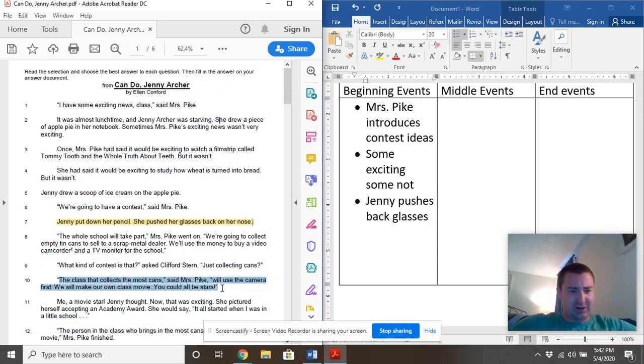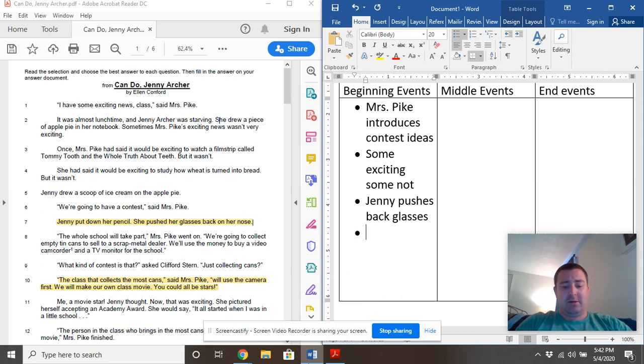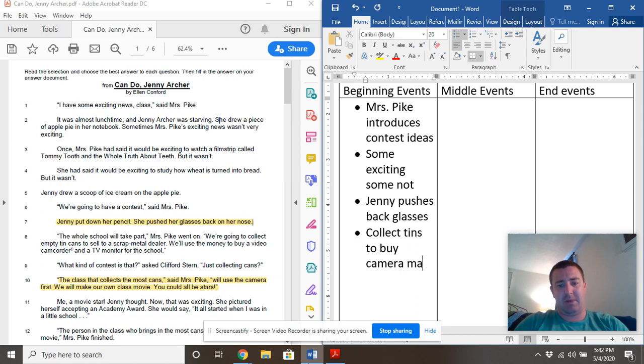The class collects the most tins, so Mrs. Pike will use the class camera to make a movie. So I'm going to underline that, and I'm going to put that in here. So we're going to say collect tins to buy camera, make movie, right? Not even a complete sentence. You can see how much I have here for the beginning event. I just want to introduce what's happening.